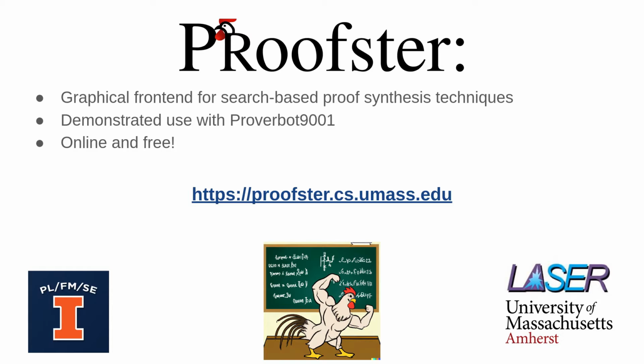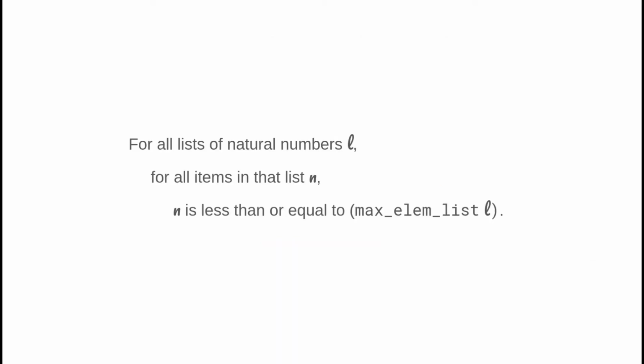Proofster is online and free to use at proofster.cs.umass.edu. Proofster supports two use cases, and so I'll walk through these now. Let's first try and prove this theorem using Proofster, that for all lists of natural numbers L, and for all items in that list n, n is less than or equal to maxlist L.